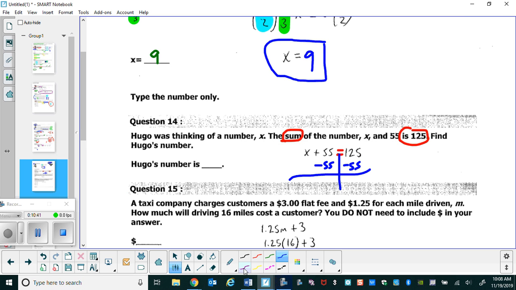What some of you did was you just saw the 55 and the 125, and some of you added 55 plus 125 to get that sum. That would be incorrect. But if you got 180, that's what you did wrong. That is incorrect. What we want is 125 minus the 55, and so we'll get that x is 70. Hugo's number must have been 70. So now the sum of 70 and 55 is 125.